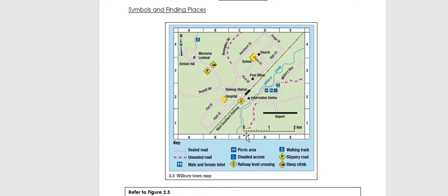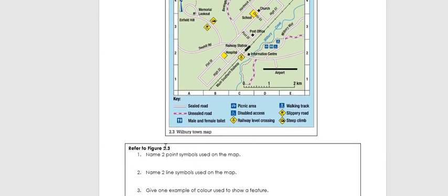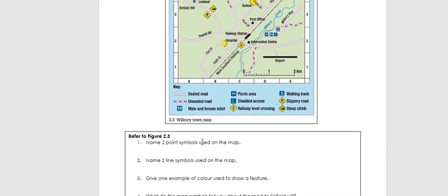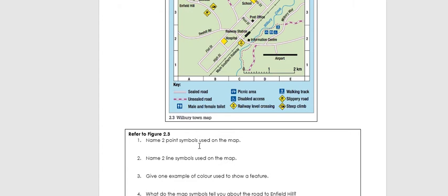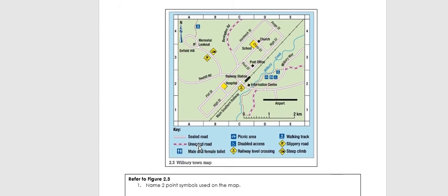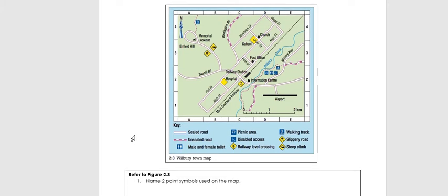Now on the first page of your worksheet you can see a few questions. Name 2 point symbols that are used on the map. So it's your job just to look at the map and find what the point symbols are. So you know that the point symbols are the male and female toilet, the picnic area, the disabled access, the hospital, the church.